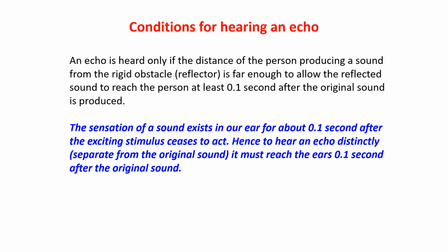Conditions for hearing an echo. An echo is heard only if the distance of the person producing a sound from the rigid obstacle, that is the reflector, is far enough to allow the reflected sound to reach the person at least 0.1 second after the original sound is produced. Okay, that means you will get the echo 0.1 second after the original sound is produced.